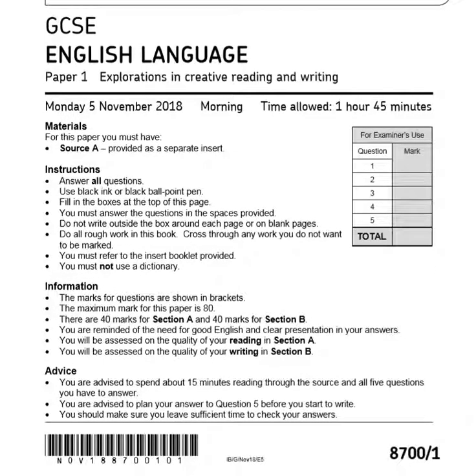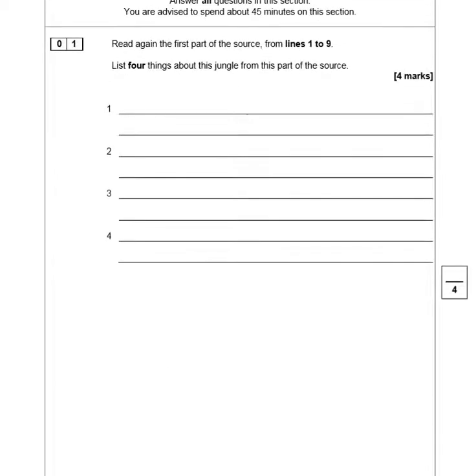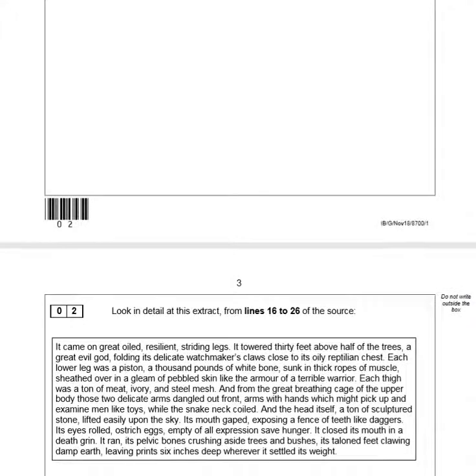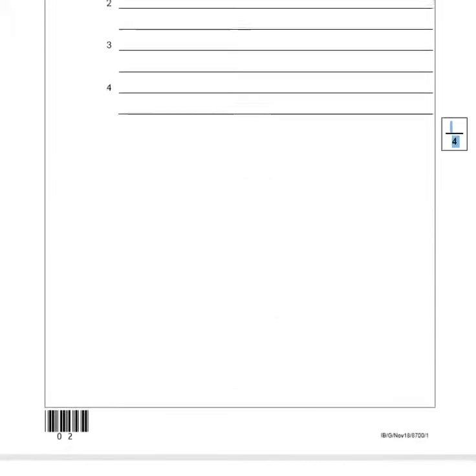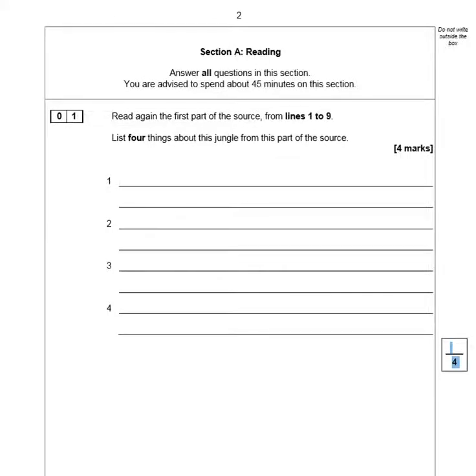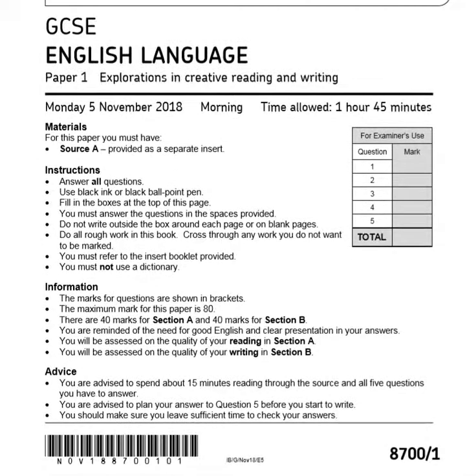Then we have some instructions. Try and answer all the questions. Use black ink, black ballpoint pen. Fill in the boxes. Do not write outside the boxes. If we have a quick look at question 1, you can see outside the box where it says 4. That's for the examiner to write down the mark they give you. There are barcodes and scan numbers there, so write inside the box only. You must refer to the insert booklet provided, which is what we just talked about.